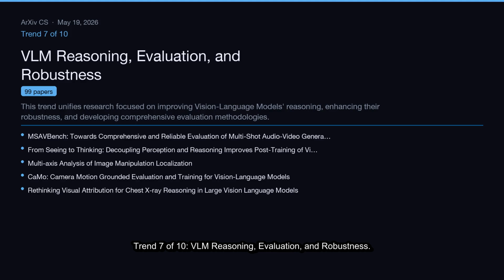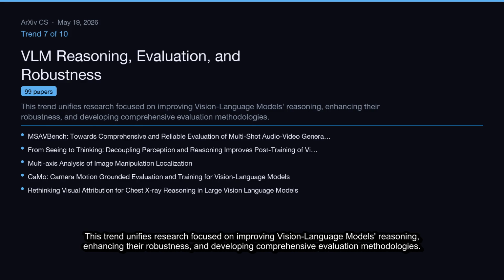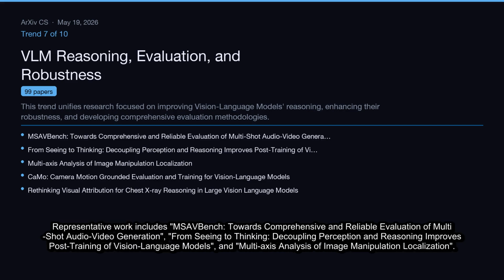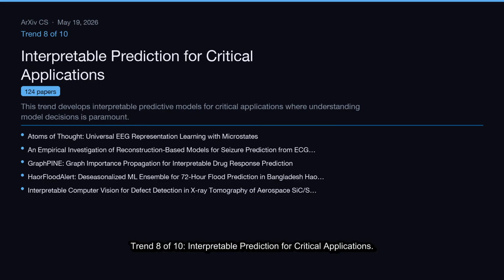Trend 7 of 10, VLM Reasoning, Evaluation, and Robustness. This trend unifies research focused on improving vision language models' reasoning, enhancing their robustness, and developing comprehensive evaluation methodologies. This cluster covers 99 papers. Representative work includes MSAV Bench, towards comprehensive and reliable evaluation of multi-shot audio-video generation. From seeing to thinking, decoupling perception and reasoning improves post-training of vision language models, and multi-axis analysis of image manipulation localization.